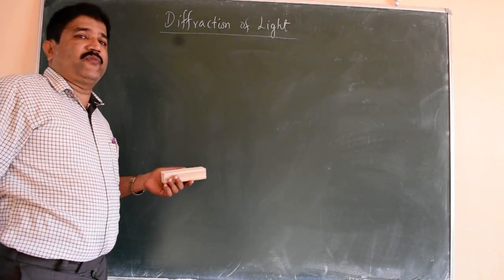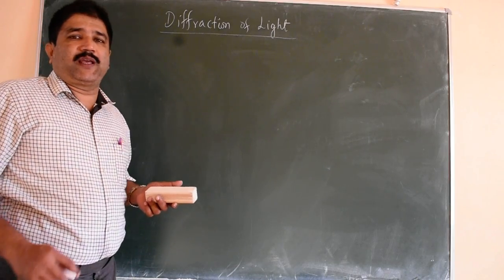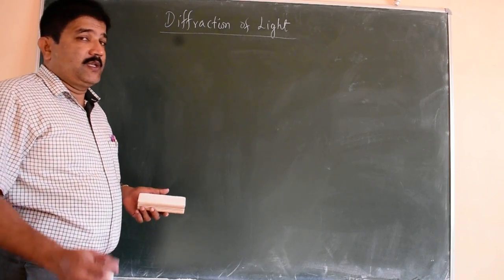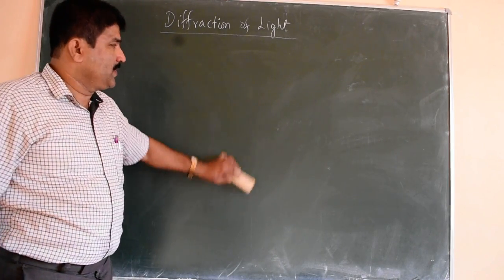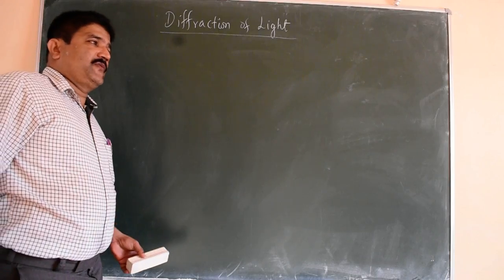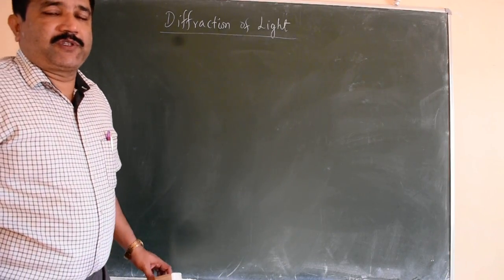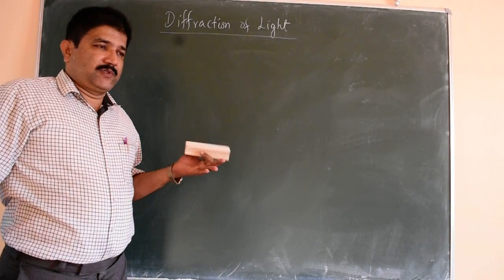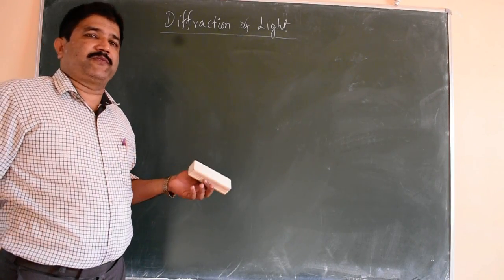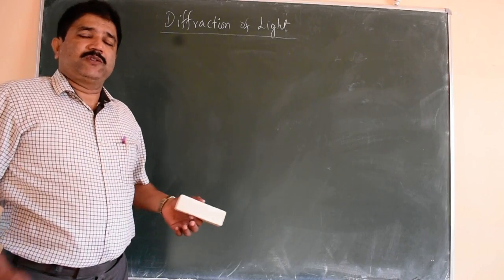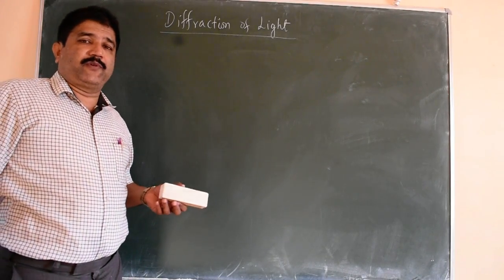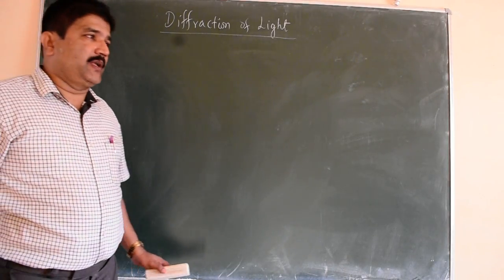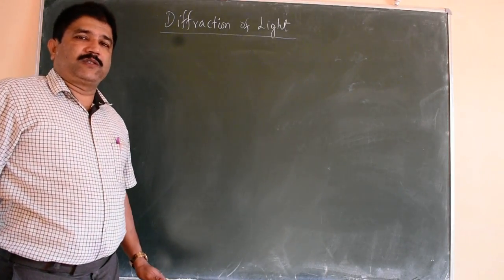So this bending of light at small edges, thin edges, sharp corners like a razor blade, the tip of a needle, all that, that phenomenon is called diffraction of light. Diffraction is observed in all types of waves, not only light. Sound also undergoes diffraction, matter waves, water waves, ripples, all the waves undergo the phenomenon called diffraction. Bending will take place in all types of waves.